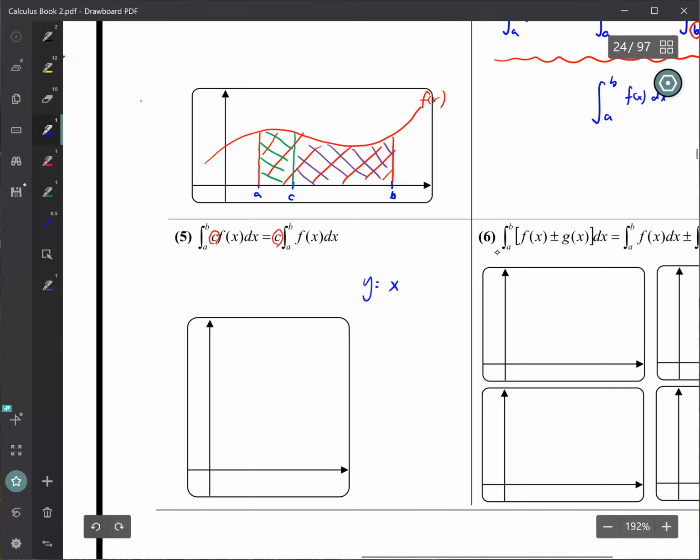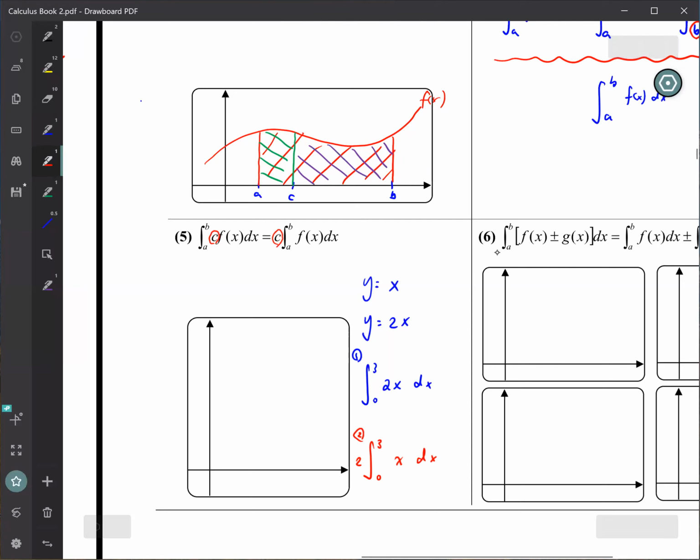If I multiply by a constant, it'll be 2x. So let's draw this out, and let's use boundary of 0 to 3. One of them is this one, that's the first one. And then I'm going to draw the red one with a constant outside. One has a constant inside, the other one has the constant outside.